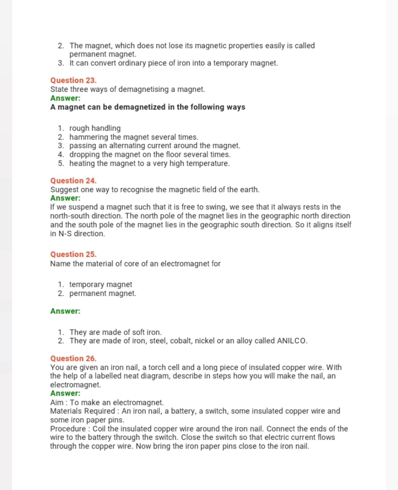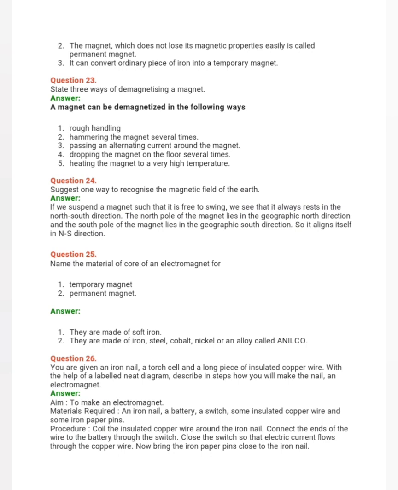Question 25. Suggest one way to recognize the magnetic field of the earth. Answer. If we suspend a magnet such that it is free to swing, we see that it always rests in the north-south direction. The north pole of the magnet lies in the geographic north direction and the south pole of the magnet lies in the geographic south direction. So it aligns itself in NS, that is north-south direction.